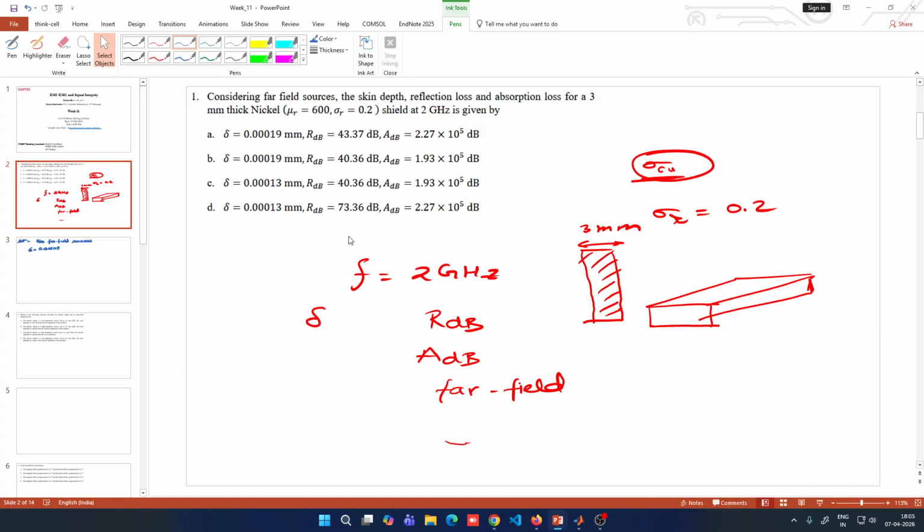So those who have joined now, we just started with question number one. I will reread the question quickly. Considering far field sources, the skin depth, reflection loss, and absorption loss for a 3 millimeter thick nickel whose relative permeability is given and its relative conductivity, which is with respect to the conductivity of copper, because in EMI EMC they take copper as a reference. So sigma r is with respect to the conductivity of copper, which is given as 0.2 for nickel. The frequency is 2 gigahertz. We have to find the skin depth, reflection loss RdB, and absorption loss AdB.